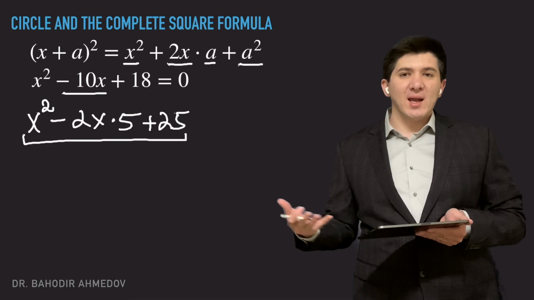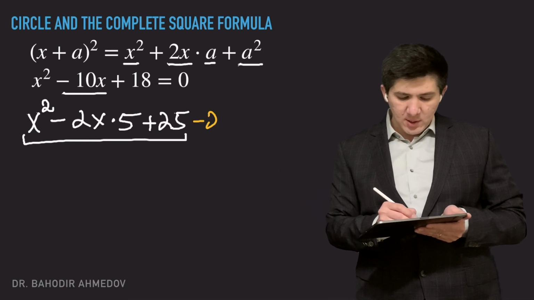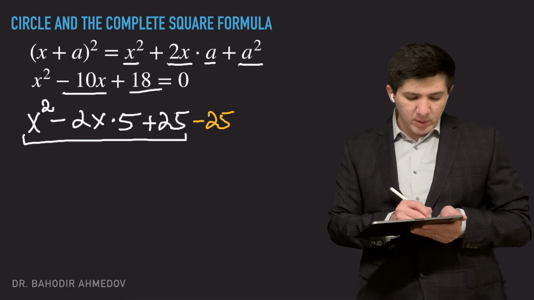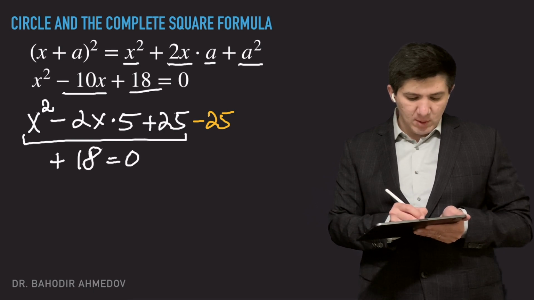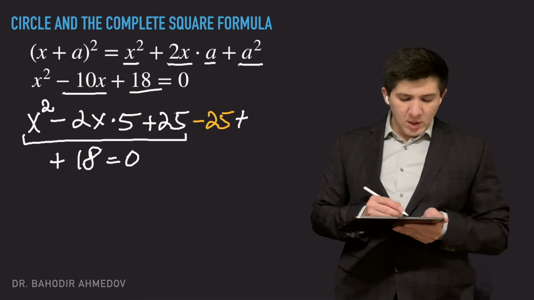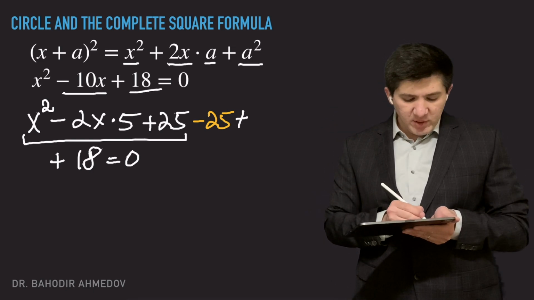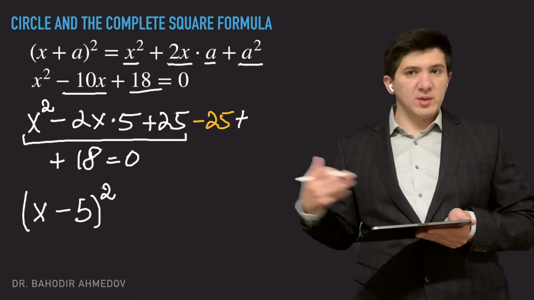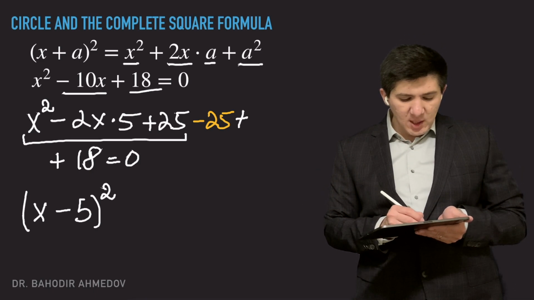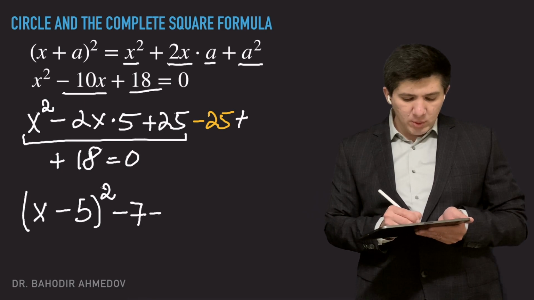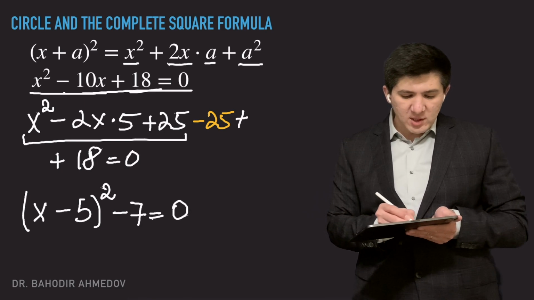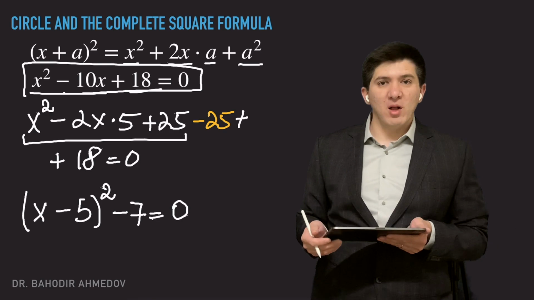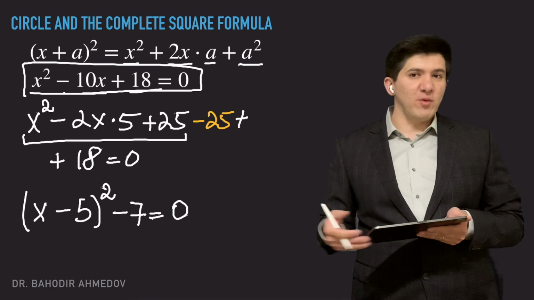Since I added 25, I'm going to subtract it as well, because it's a constant, I can do this. And additionally to this 25, I used to have 18 as well, right? So plus 18, and this is equal to 0. Okay, cool. So the first three terms can be written as (x minus 5) squared. Indeed, if you expand this, you would get the same terms, right? And minus 25 plus 18 will bring you to minus 7 is equal to 0. You see, if your equation is given in an expanded form, you can make it compact using this formula again.